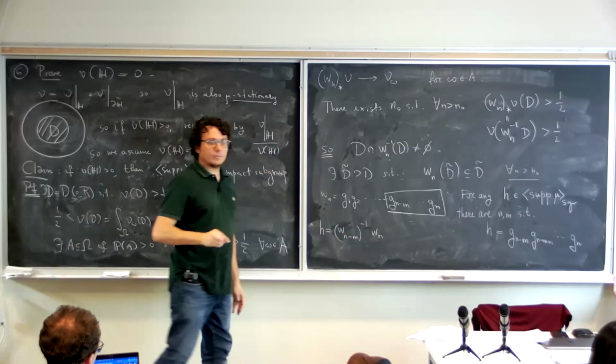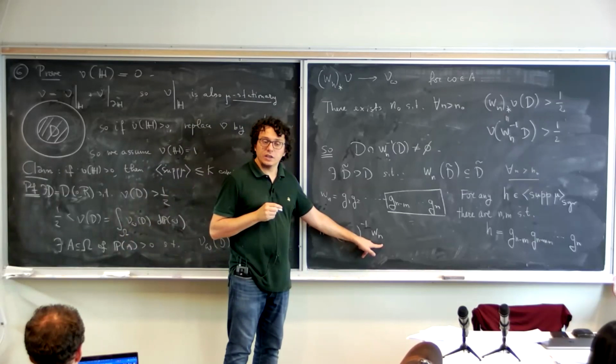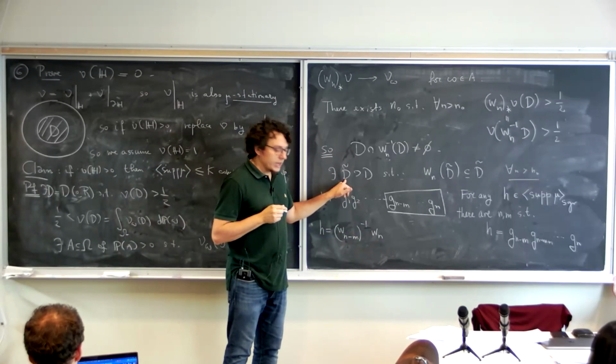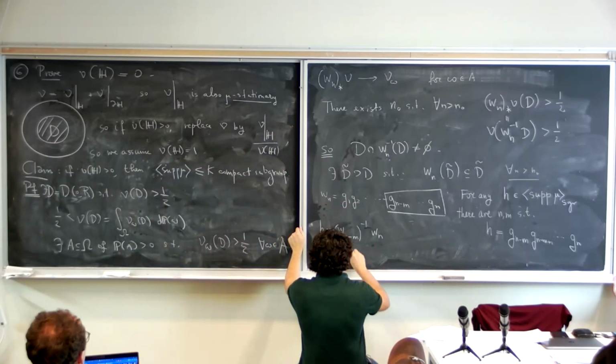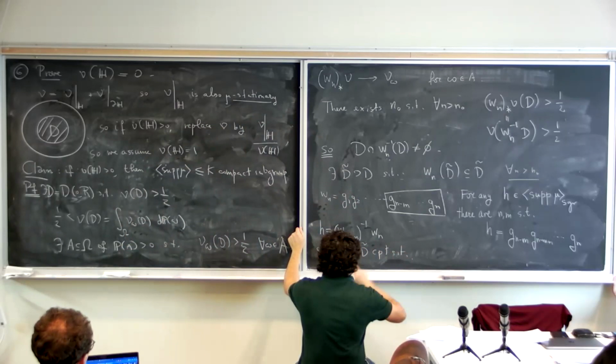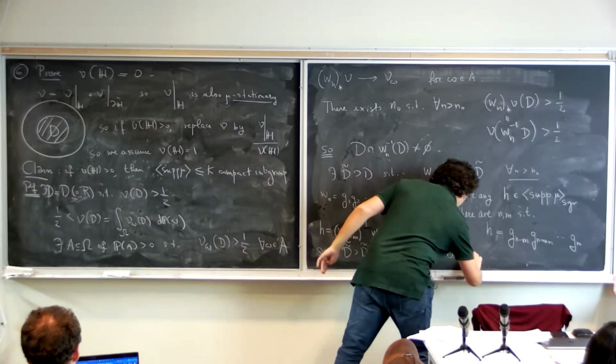And both of these things preserve this compact set. And so this product also preserves a slightly larger compact set. So there exists some D double tilde, which is even a bit bigger, but still compact, such that H of D double tilde is preserved in D double tilde.